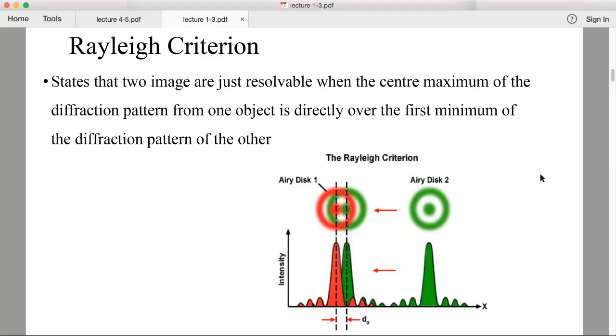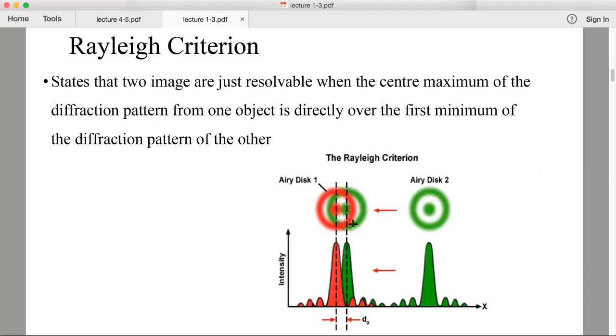But then comes the word resolution. Resolution means you have 2 points that are very closely spaced and you want to image them. You want to observe them. So in order to observe these 2 points as 2 separate objects, your resolution should be high enough, right?